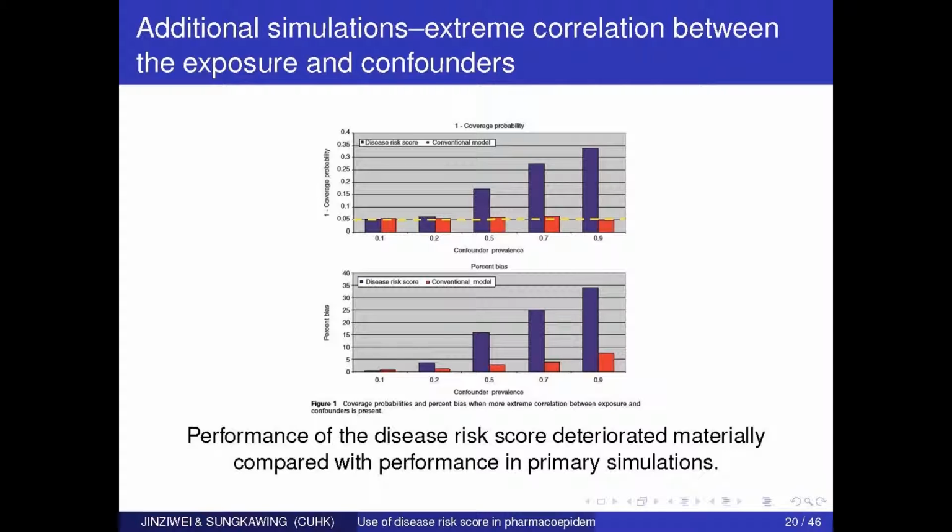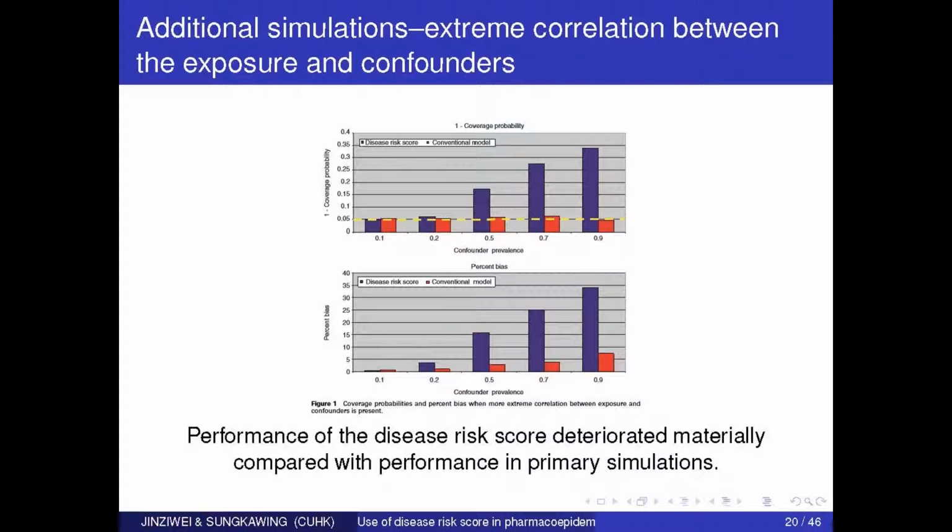When the exposure and confounders were independent, the disease risk score and conventional models had similar results. For moderate degrees of correlation, with confounder prevalence in the exposed group no more than twice that of the unexposed, performance of the disease risk score was quite comparable to that of the conventional method.